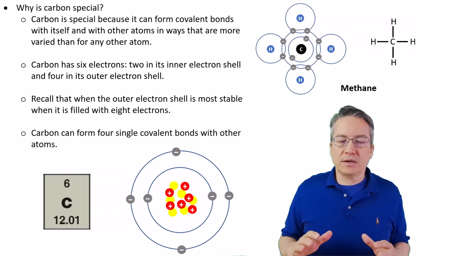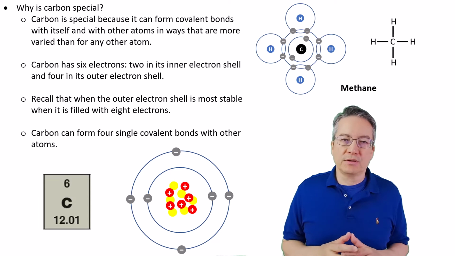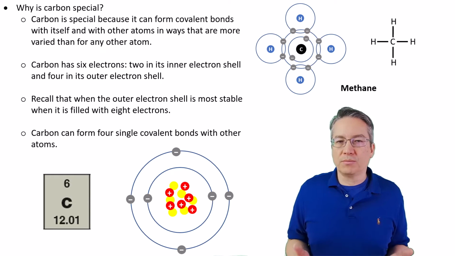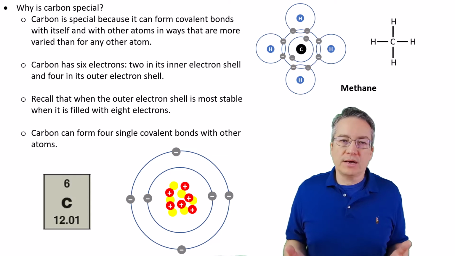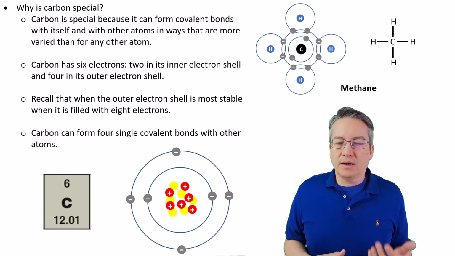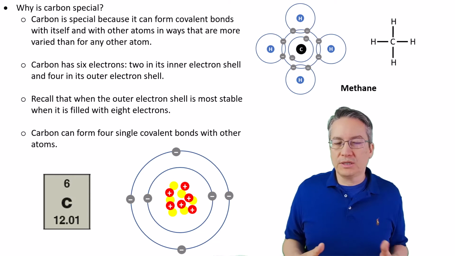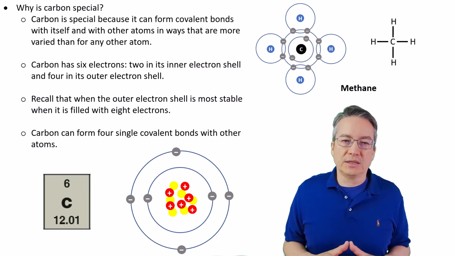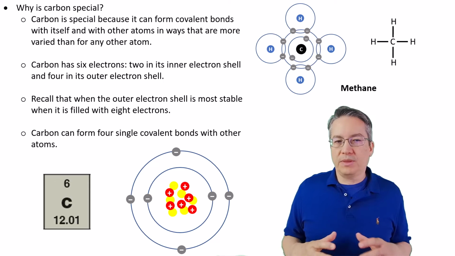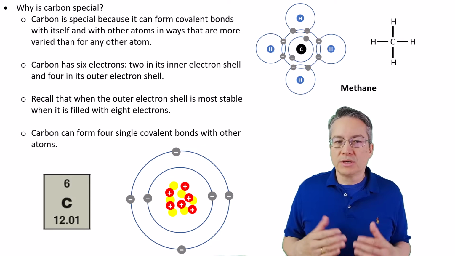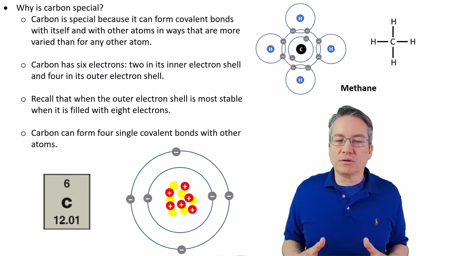So before we delve into all those different molecules, which we'll do in other videos, let's talk about why carbon is so special. Carbon is special because it can form covalent bonds with itself and with other atoms in ways that are more varied than almost any other atom out there in the universe. Let's see why this is the case. Carbon has 6 electrons, 2 in its inner electron shell, and 4 in its outer electron shell. So it has 4 valence electrons. Now, recall that the outer electron shell is most stable when it's filled with 8 electrons. Carbon has 4, so this means that carbon can form 4 single covalent bonds with other atoms.